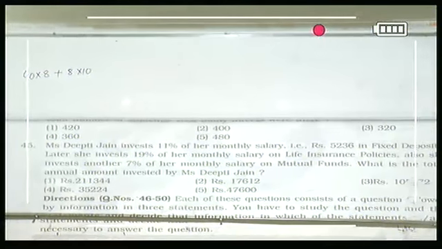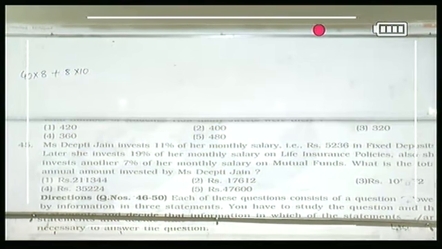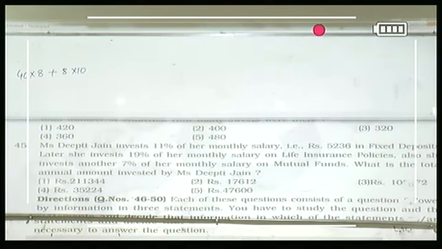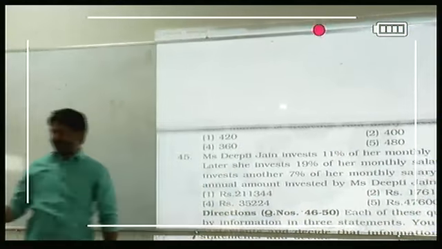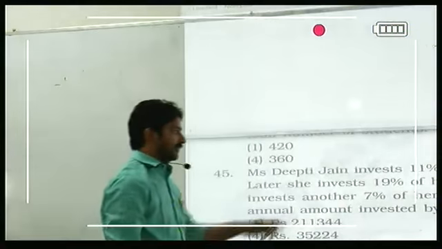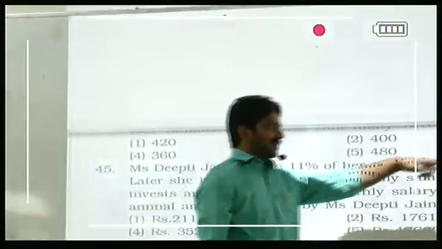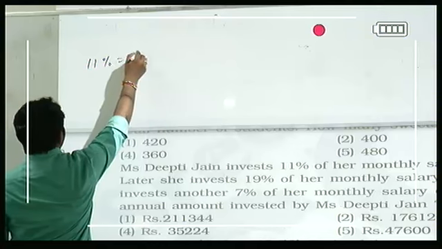Miss Deepthi Jain invests 11% of her monthly salary, that is 5236, in fixed deposits. Later she invests 19% of her monthly salary on life insurance policies. She also invests another 7% of her monthly salary on mutual funds. What is the total annual amount invested by Mrs. Deepthi Jain? Okay. Annual investment. So you are given monthly information, right? 11% of her monthly salary is equal to 5236.